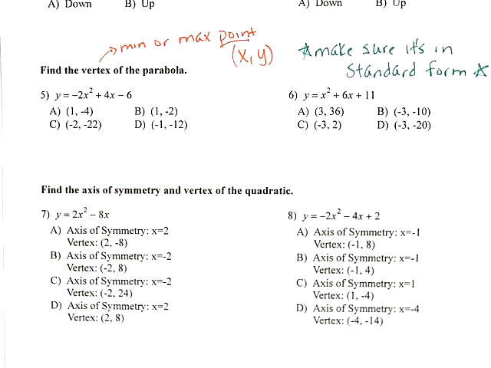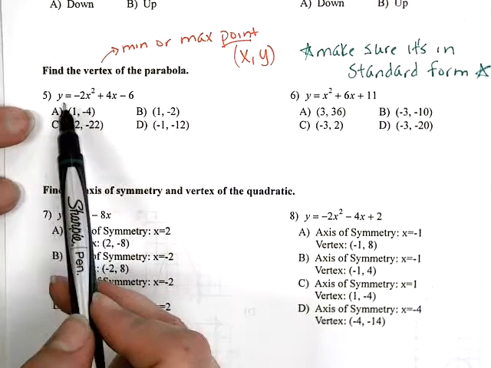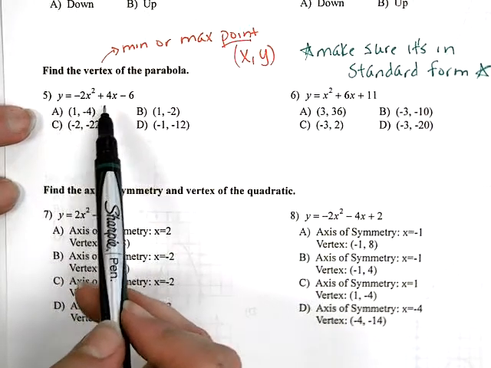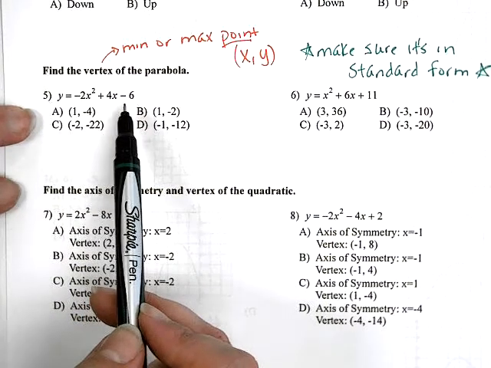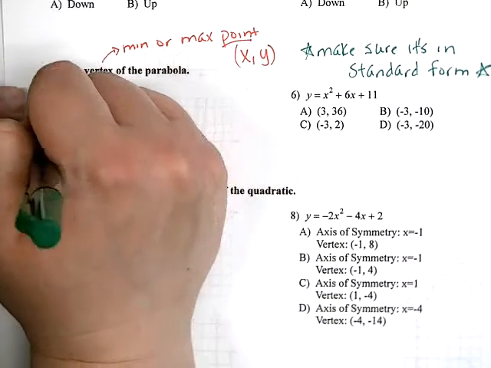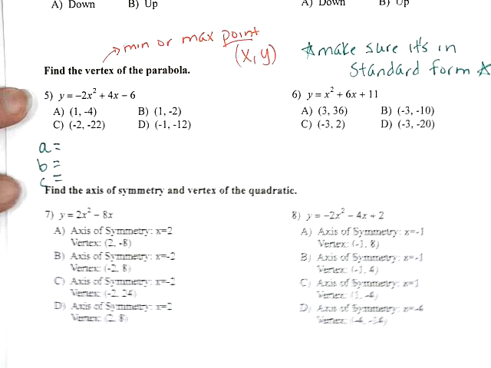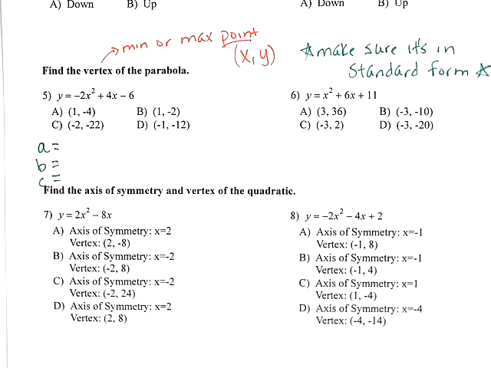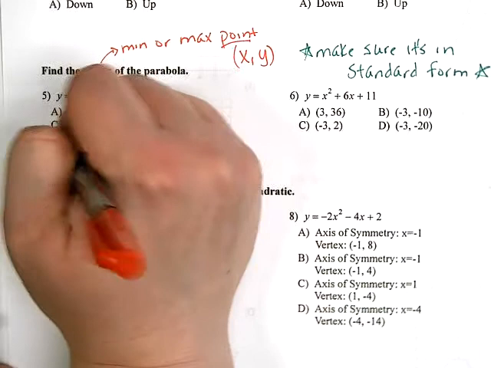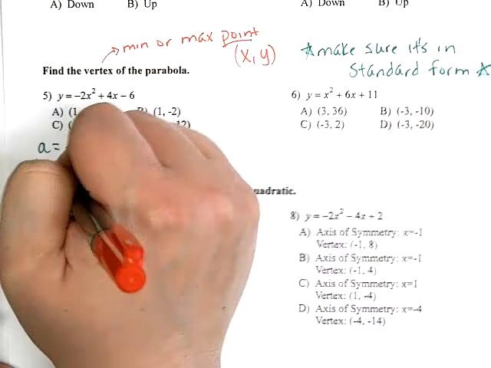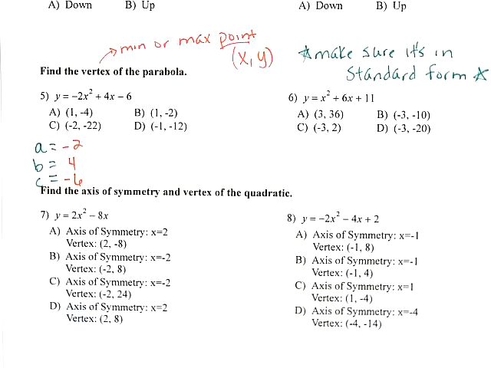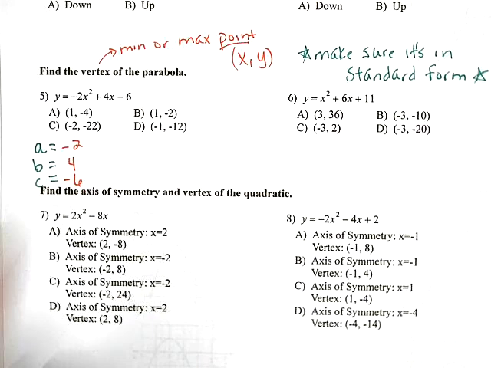Let's take a look at number 5: y equals negative 2x squared plus 4x minus 6. That is in standard form, so we are good. We're going to go ahead right away and do a equals, b equals, and c equals, and identify the correct values. So a would be negative 2, b would be 4, and c would be negative 6. I'm going to be looking for that if you have a question like this on your final. Did you identify a, b, and c?